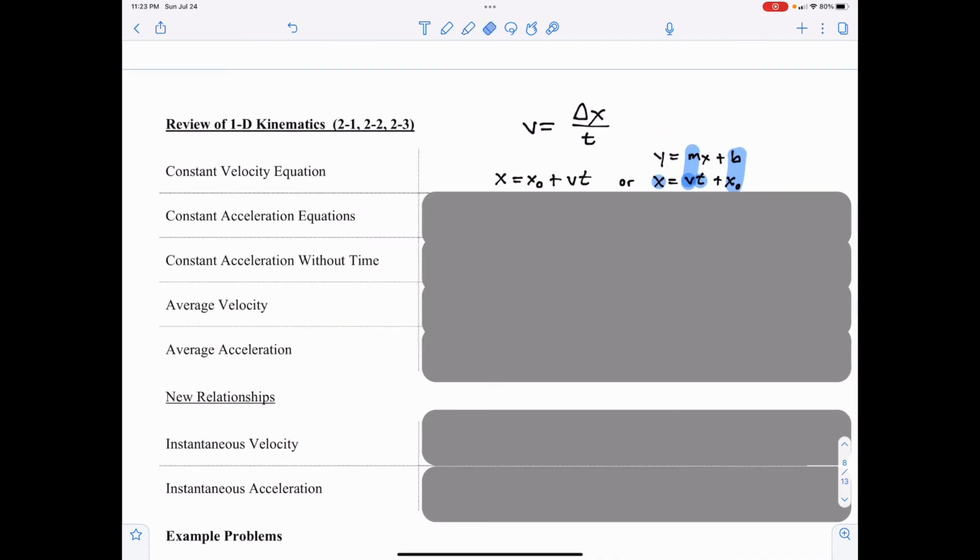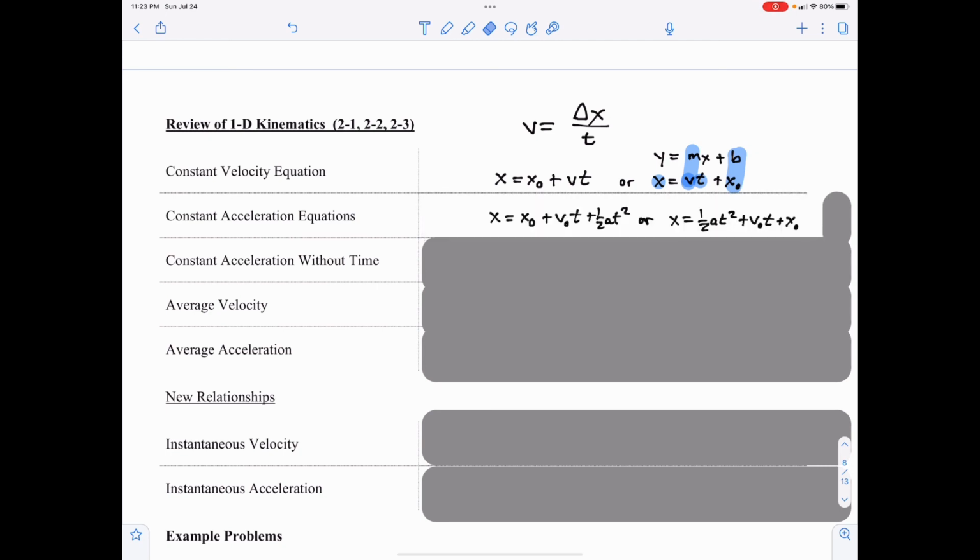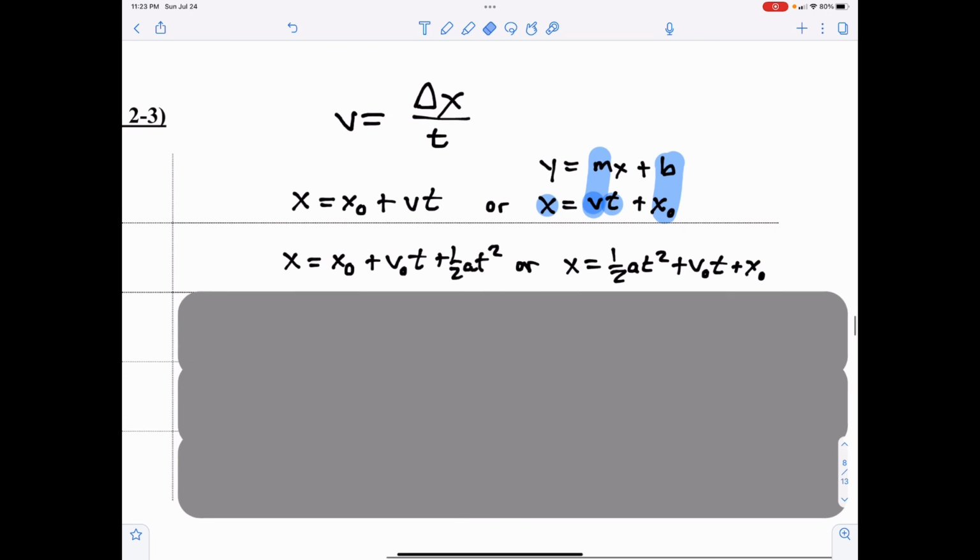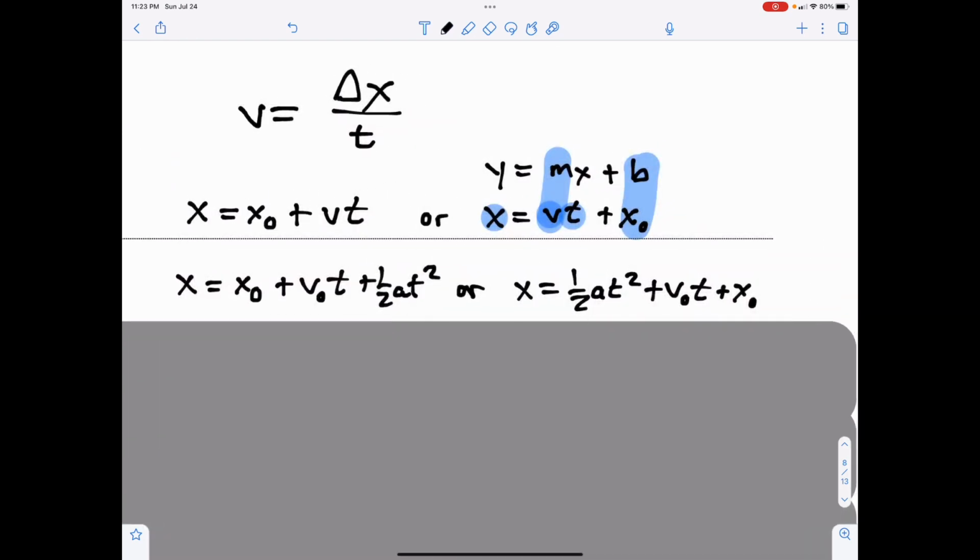Now, one particular constant acceleration equation gives position as a function of time. We can see x equals x naught plus v naught times t plus 1/2 a t squared, or, if we wrote it as y equals a t squared plus b times t plus c, in other words, a quadratic function.